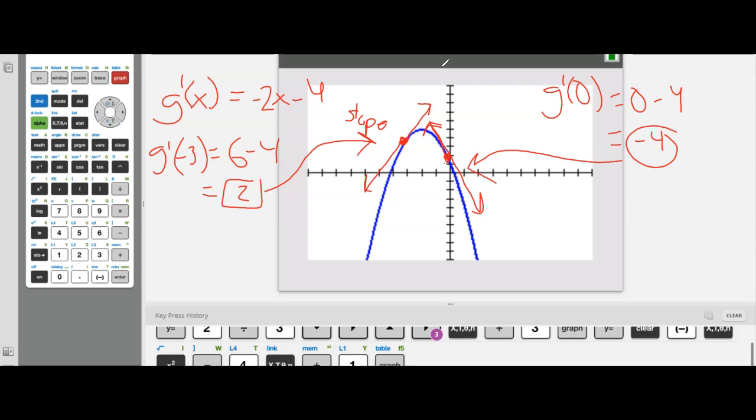So in this case, our derivative was a function of x, and it depended on what x was as to what we would get for the value of the derivative. The first problem we did, it was still a function of x, but because it was a constant function, it didn't matter what x was. It was still going to be the same derivative value regardless.